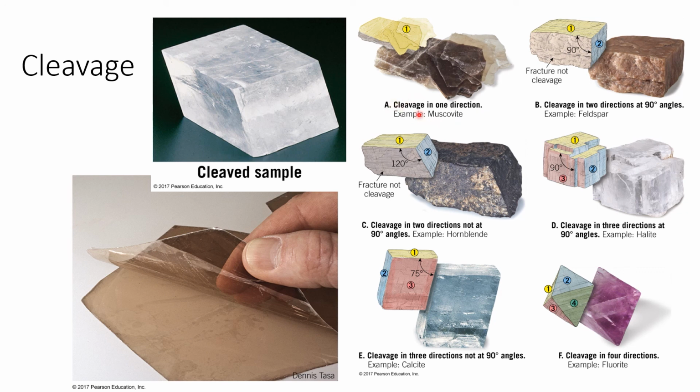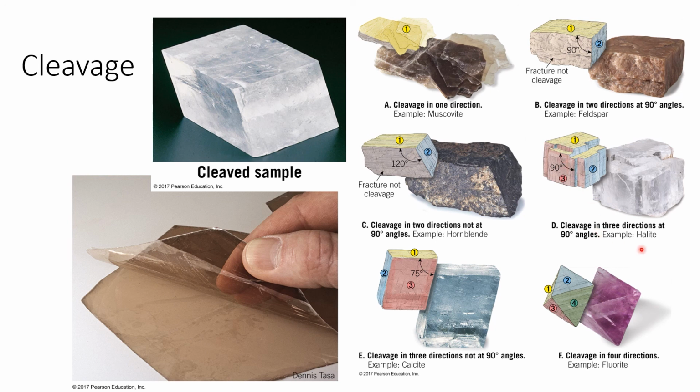Okay, and then we have two-directional cleavage, like what we see in feldspar, where it will break in two directions, just like this. And they're always at 90 degrees. Whereas on this side you'll have a fracture. And then you have cleavage in two directions that are at 120-degree angles, such as hornblende. And then you have cleavage in three directions at 90-degree angles, and they almost make like steps.